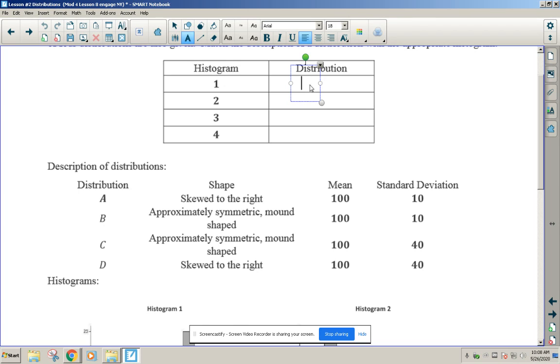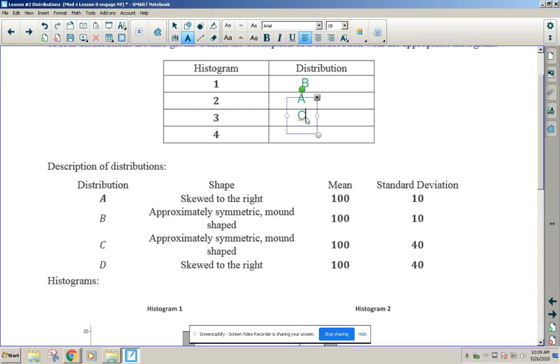Now, I'm thinking that histogram 1 matches B, because histogram 1 is approximately symmetric, like you can see that you have a nice center there, and it looks like your standard deviation is around 10, based upon the height of the bars. Number 2, to me, looks like it would be A. And it looks like it would be A because we are absolutely skewed to the right. We can see the tail off on the right, but it does look like the bars that we have are about 10 apart. A standard deviation of 10 definitely looks good to me.